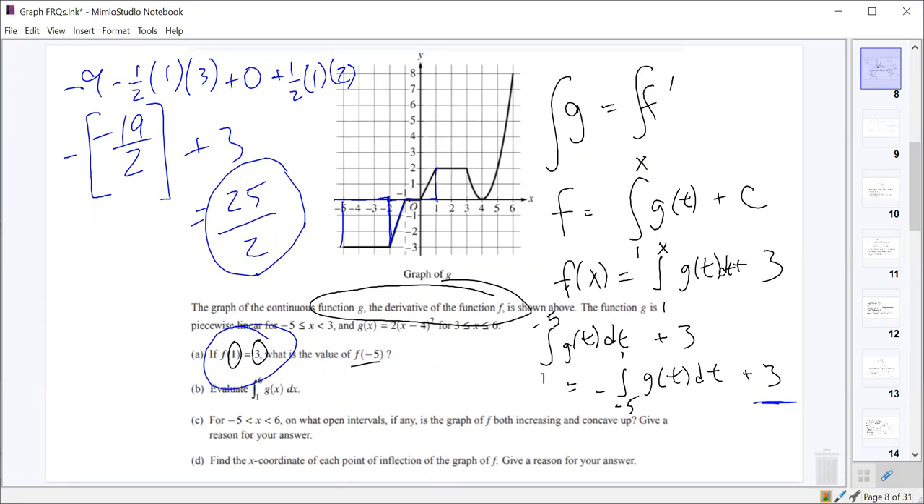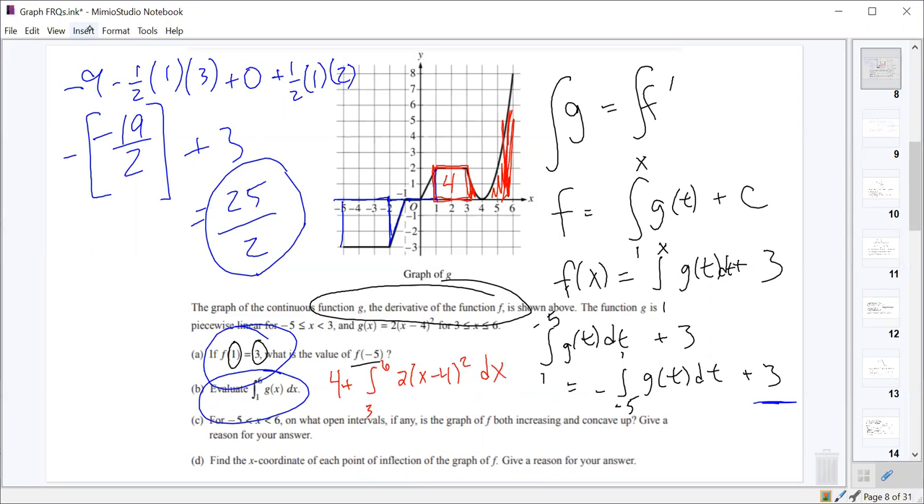Yes. Wonderful. All right. Part B, evaluate the integral from 1 to 6 of g of x. Okay. Well, that's going to be this square plus the area underneath the parabola. Yeah? What's the square? 4? So that's going to be 4 plus the integral from 3 to 6 of 2 times (x minus 4) squared dx. That's the equation of the parabola.